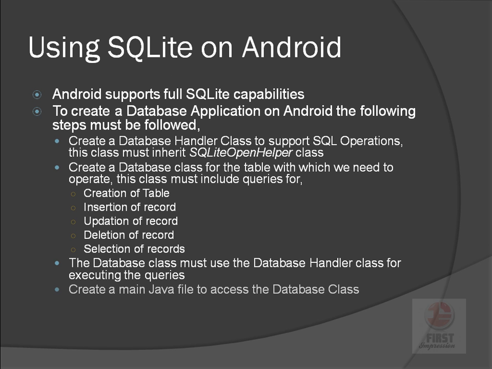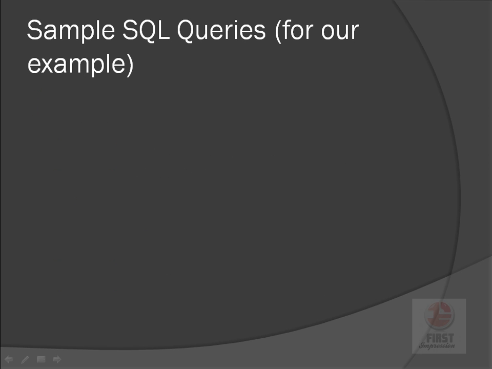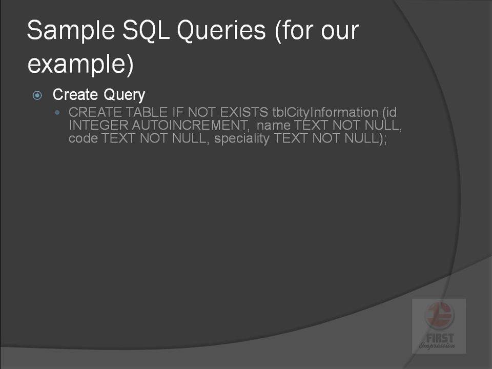Then create the main Java code and access the database class inside it. Let's have some sample SQL queries. The create query looks like this. Create table if not exists. Everything which is in capital letters are the keywords for SQLite. In our case, create table if not exists.